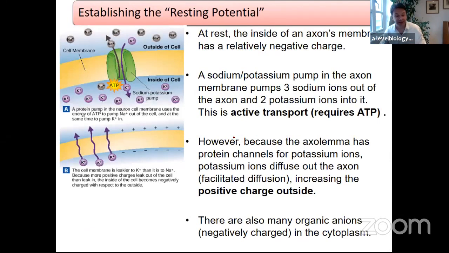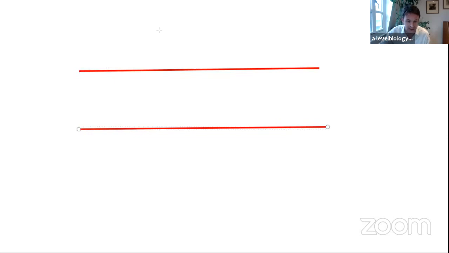So how do we create a resting potential? The way you do this is you have an axon. So we have cell membrane and cell membrane. Then inside the axon, we have axoplasm. The axoplasm is more negatively charged than the tissue fluid because of the presence of lots of negatively charged proteins and anions. And then we've got our sodium-potassium pump.